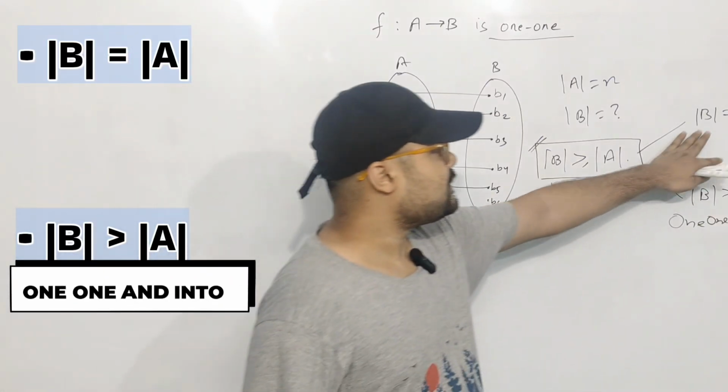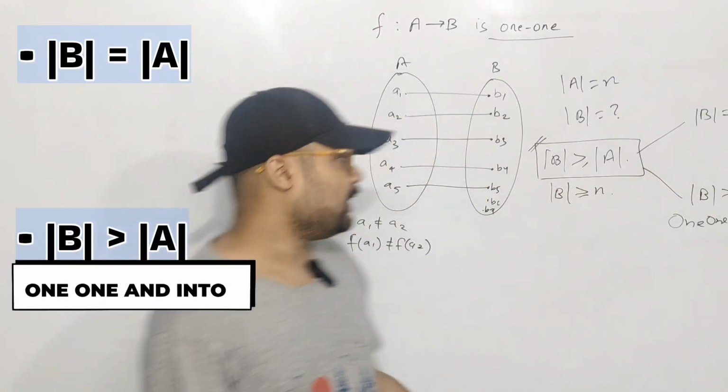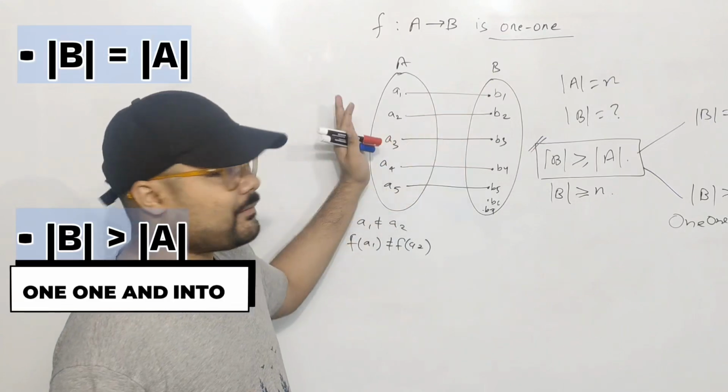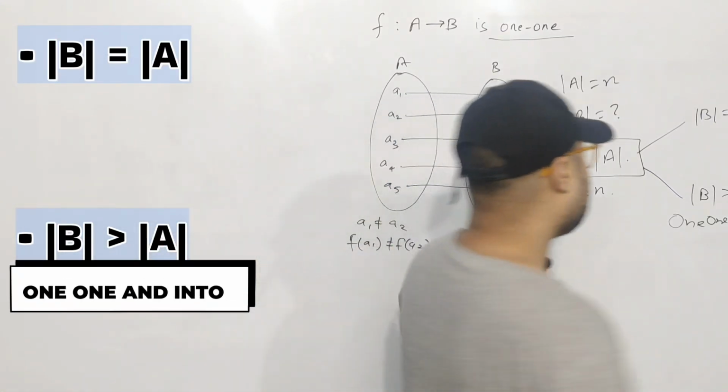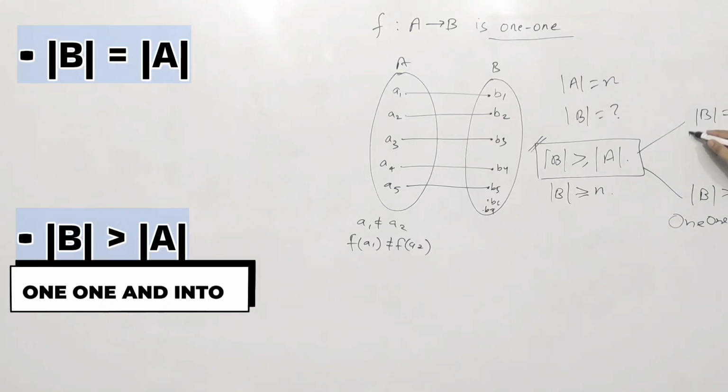Now, if the number of elements in B is equal to the number of elements in A, it means that all of those elements have a pre-image, and so range is equal to codomain, and so in this case it is 1-1 and onto.